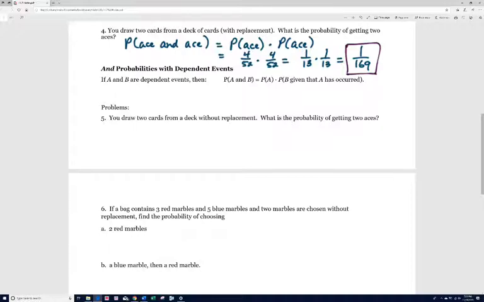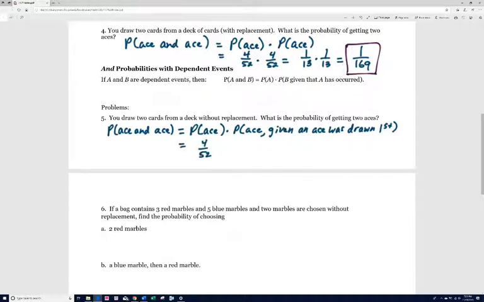So you draw 2 cards from a deck without replacement. What's the probability of getting 2 aces? So the probability of getting an ace and getting an ace. That's going to be the probability of getting an ace times the probability of getting an ace, given that we already drew an ace in the first draw. However you want to say that. So the probability of getting an ace when you draw the first card is 4 out of 52.